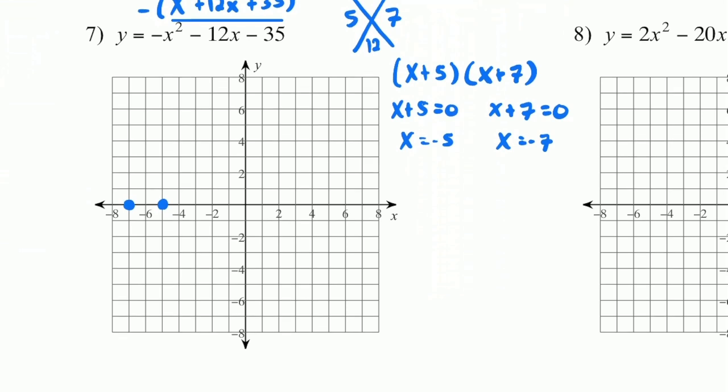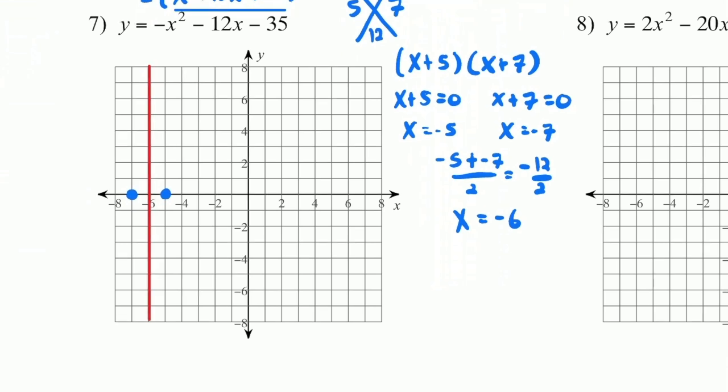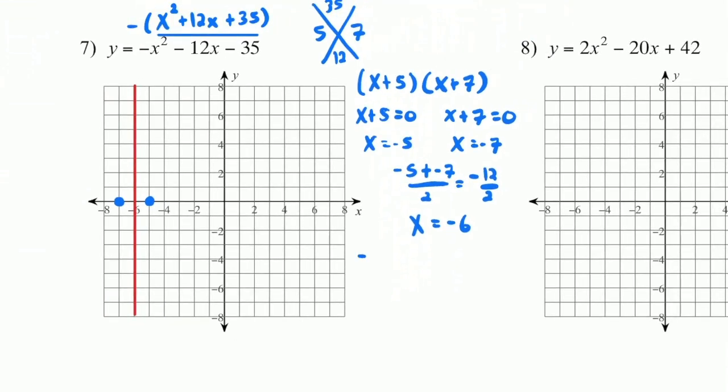Then I find my axis of symmetry by adding them together and dividing by 2. So negative 5 plus negative 7 divided by 2 is negative 12 over 2. So that's going to give me x is equal to negative 6. So that will be my axis of symmetry. And then I plug this back into my original equation. So I will have negative parenthesis negative 6 squared minus 12 times negative 6 minus 35.